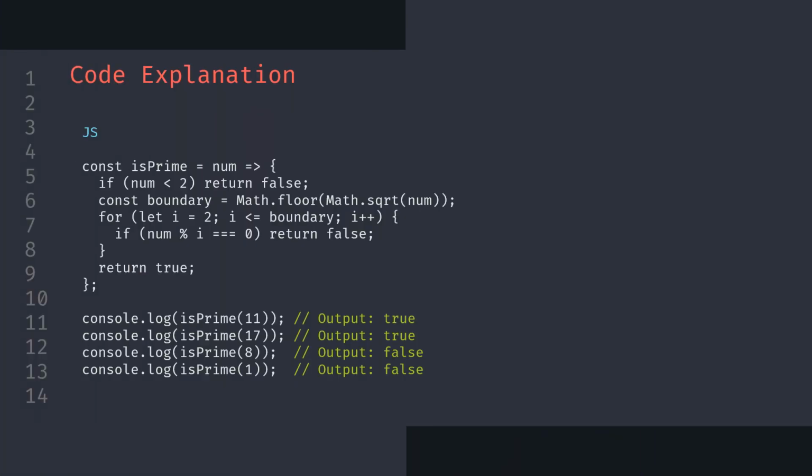This function first eliminates numbers less than 2, then loops up to the square root of num to check for factors. If a number has any divisors apart from 1 and itself, it is not a prime.